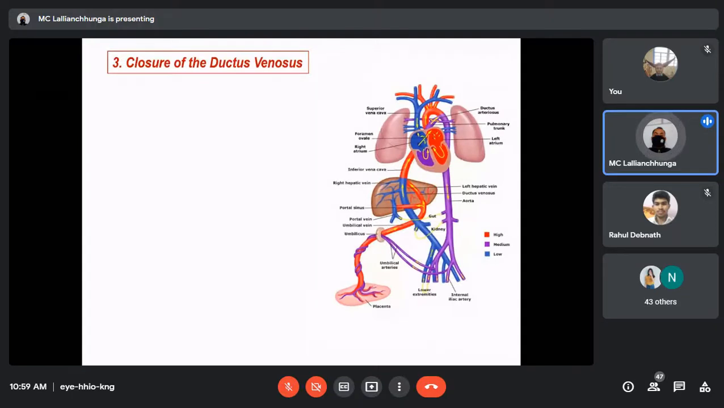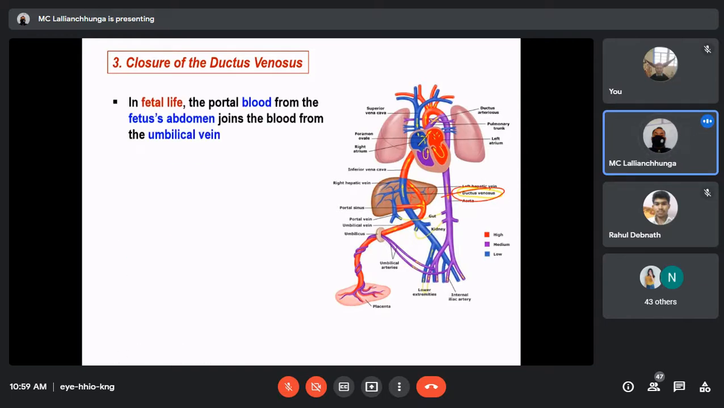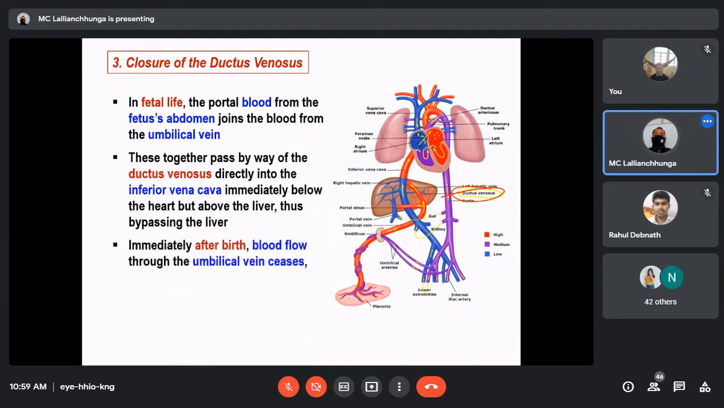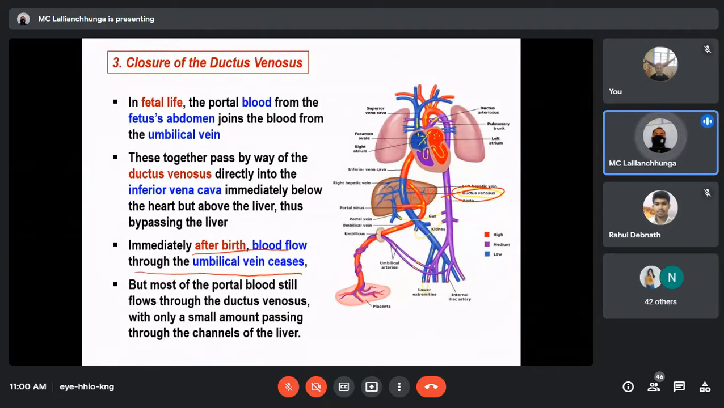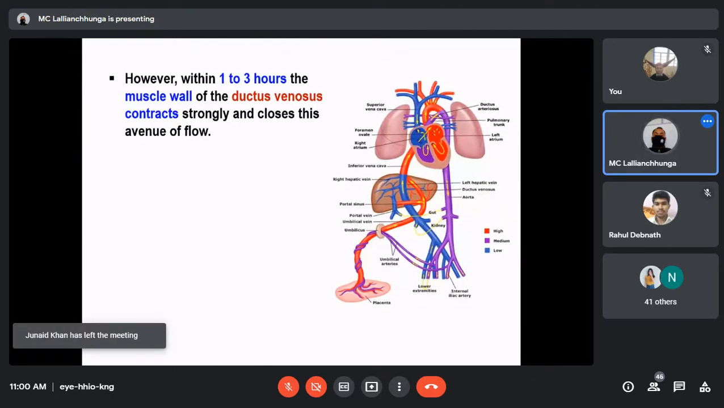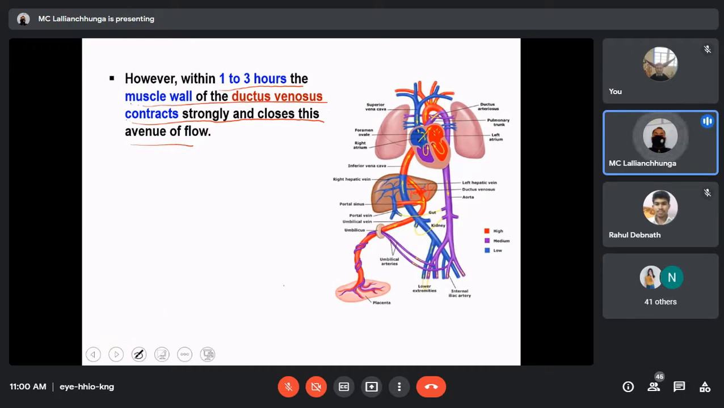Closure of the ductus venosus. You know that this one will also close. Immediately after birth, blood flow through the umbilical vein ceases, but most of the portal blood still flows through the ductus venosus. Just remember, within 1 to 3 hours, the muscle wall of the ductus venosus contracts strongly and closes the avenue of flow. This constriction will stop the blood flow.